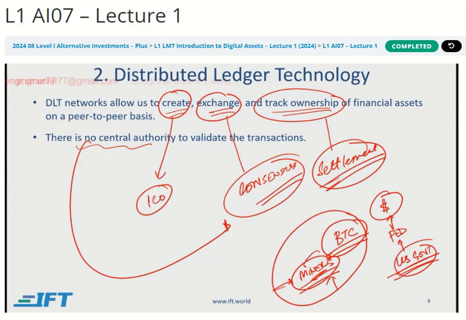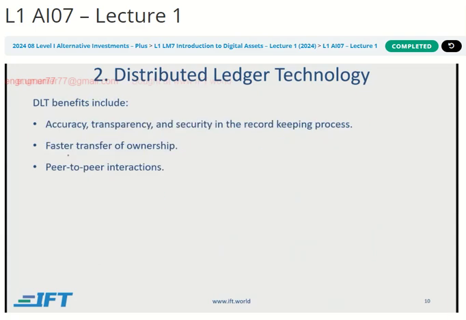But before we do that, we're going to have a lot more discussion about Bitcoin and Ethereum and how it tries to get rid of that central authority. Right. So, what have we talked about so far? DLT benefits include accuracy, transparency, and security in record keeping. That's good. Faster transfer ownership, very good. Peer to peer interactions, excellent. So, this is all very, very good. Very good benefits of distributed ledger technology based on cryptography and consensus.